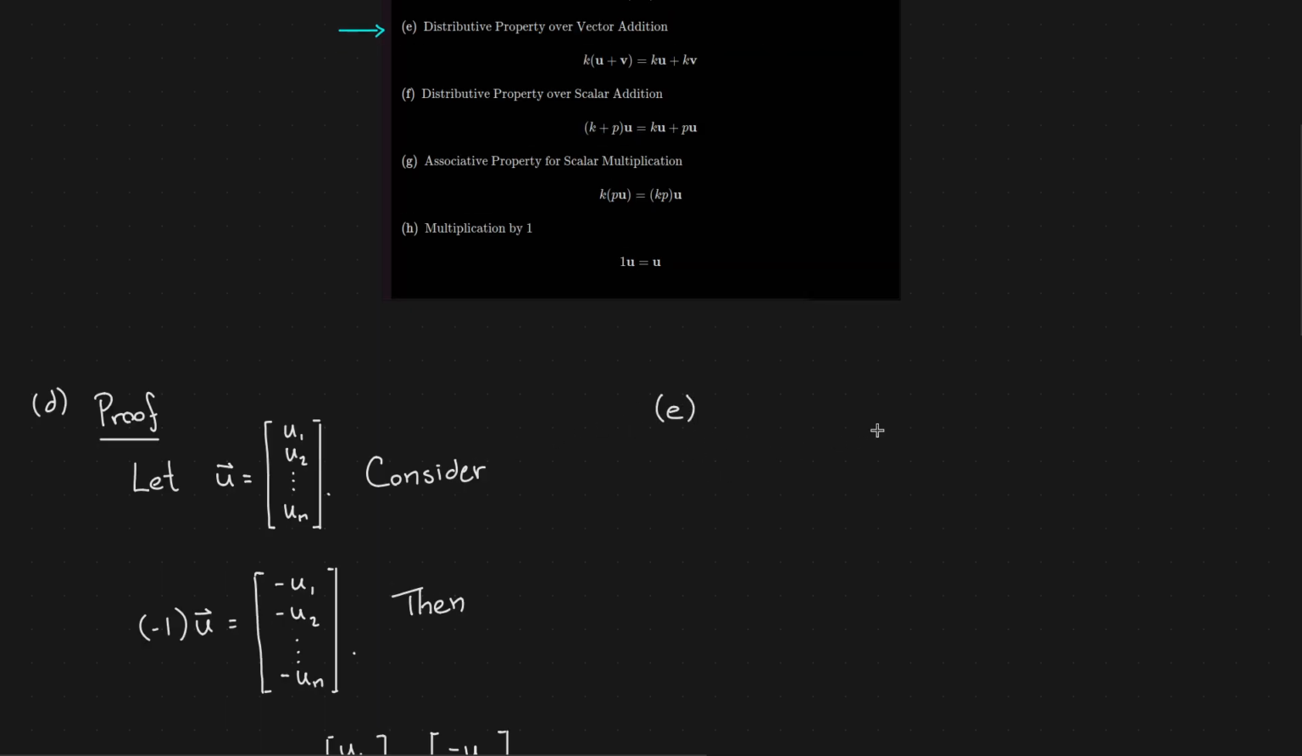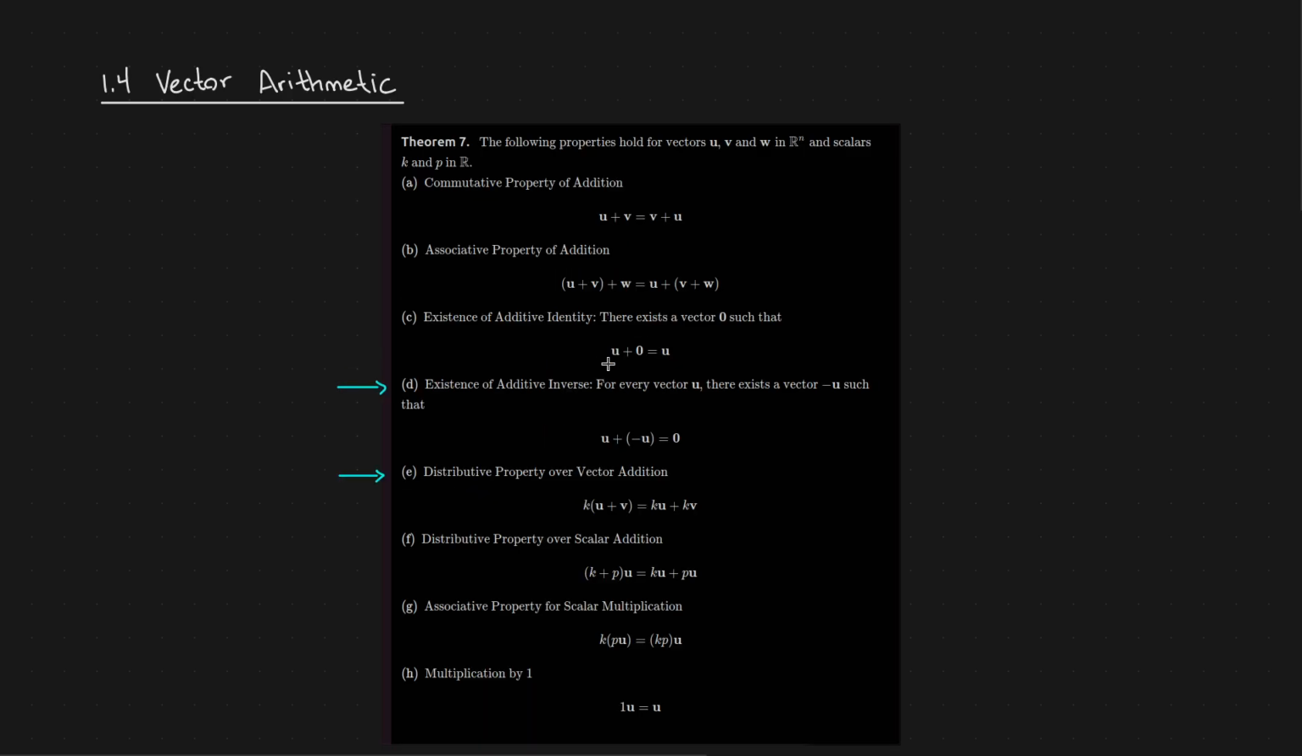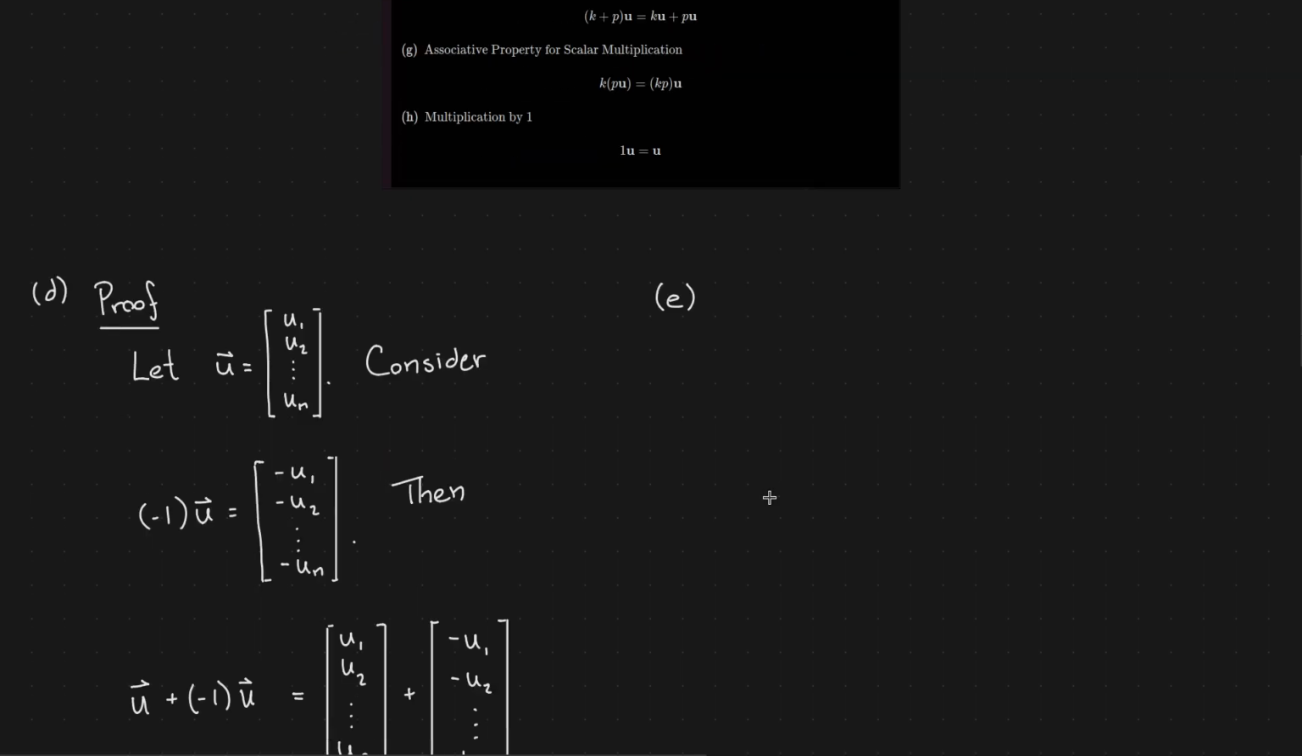Now, when working on proofs, a lot of times you want to go back to the definition. So I'm going to go back to the definition of what vector addition is. I'm going to go back to the definition of what scalar multiplication is. Okay, so the theorem has already introduced vectors u and v, and it's already introduced scalar k. So I don't need to say anything more about that. The reader knows what vectors u and v are, what scalar k is.